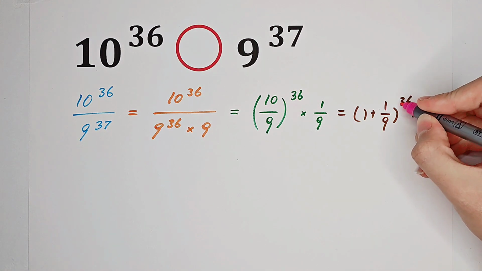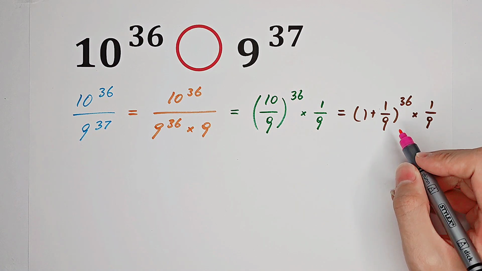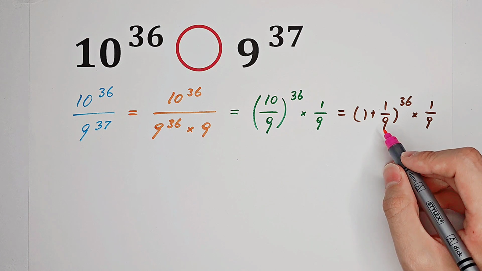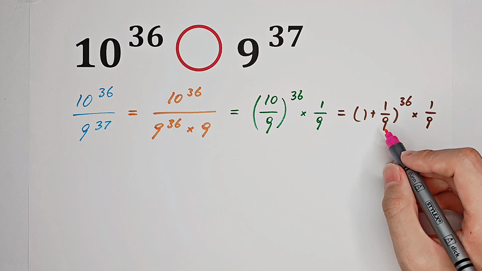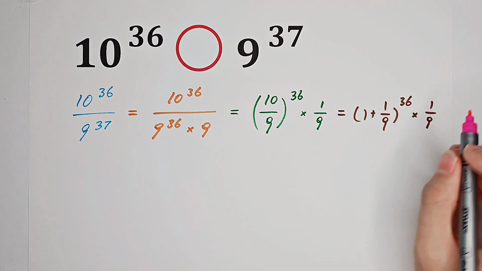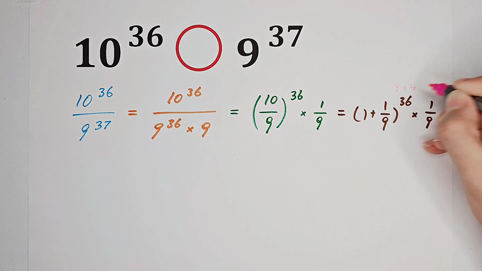Now, let's focus on this exponent: 1 plus 1 over 9 to the power of 36. The base has the form 1 plus 1 over n. And we always like the form 1 plus 1 over n to the power of n. Now you can see 9 is a divisor of 36. 36 can be written as 9 times 4.